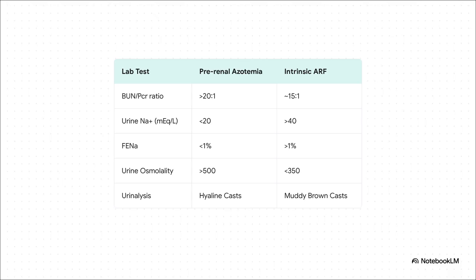But in intrinsic failure, the kidney's machinery is actually broken. The tubules can't reabsorb sodium, so it just gets wasted into the urine. That gives you a high FeNa and dilute urine. You see, these numbers aren't just data points. They're telling you a story about the health of the kidney itself.